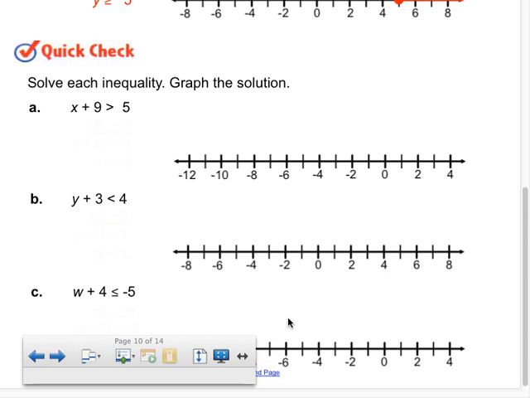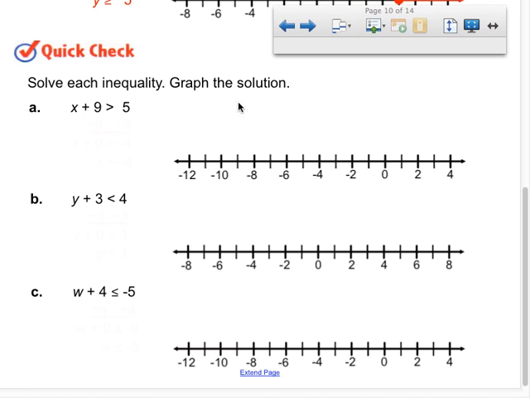Here's what we're going to do next. I've got 3 problems for you to do right here. Nice. Most of you are trying. That's good. Most of you are trying to get this.